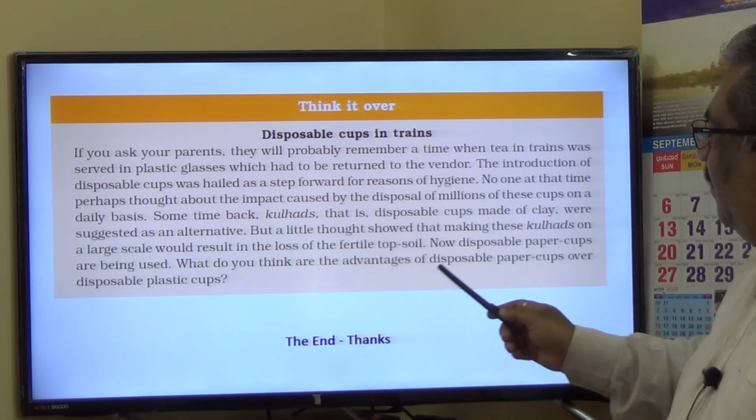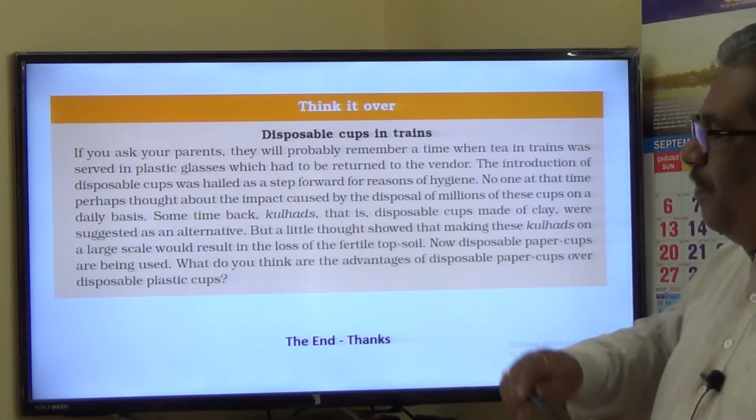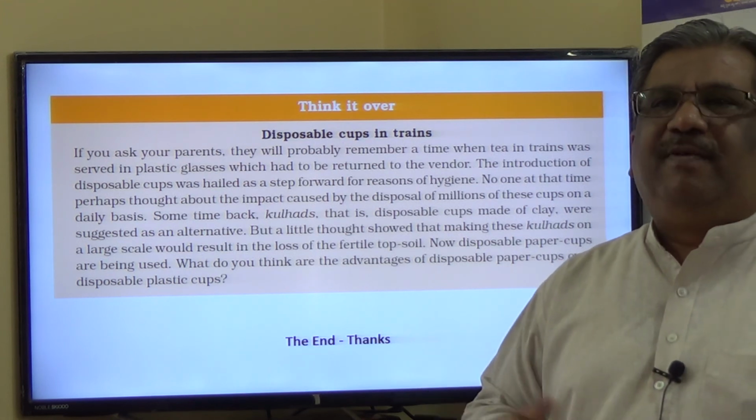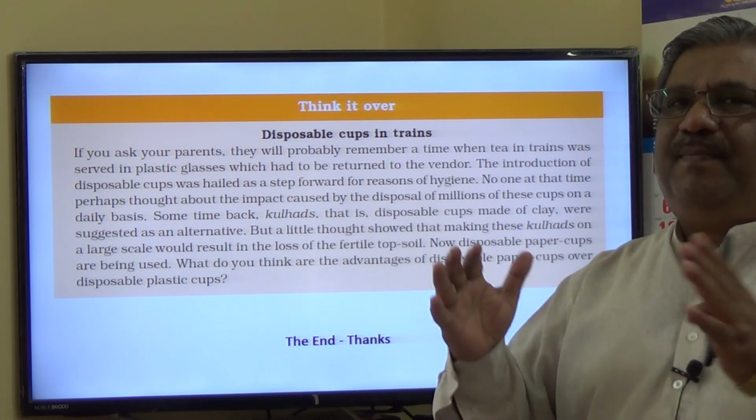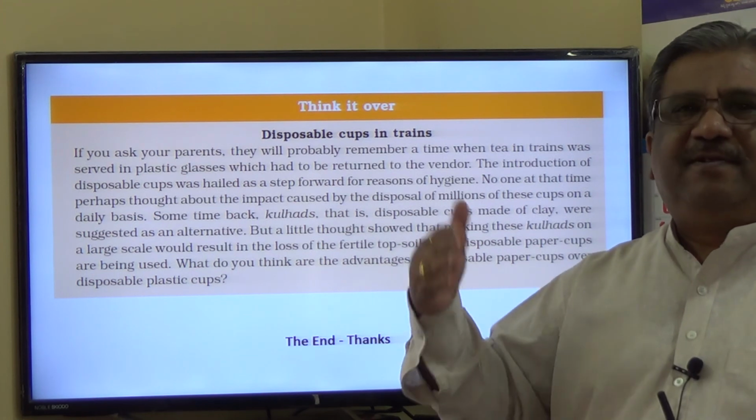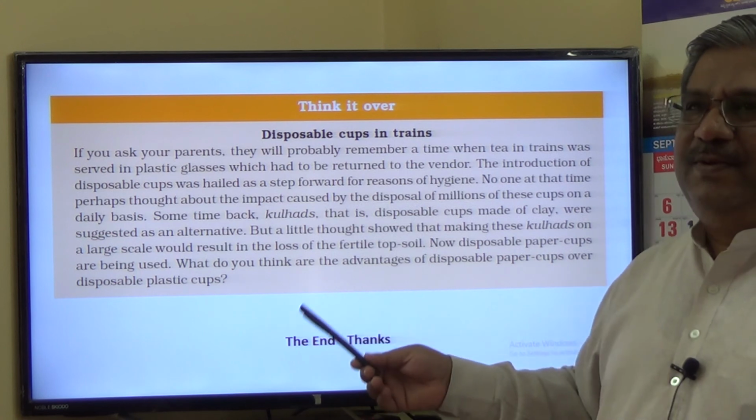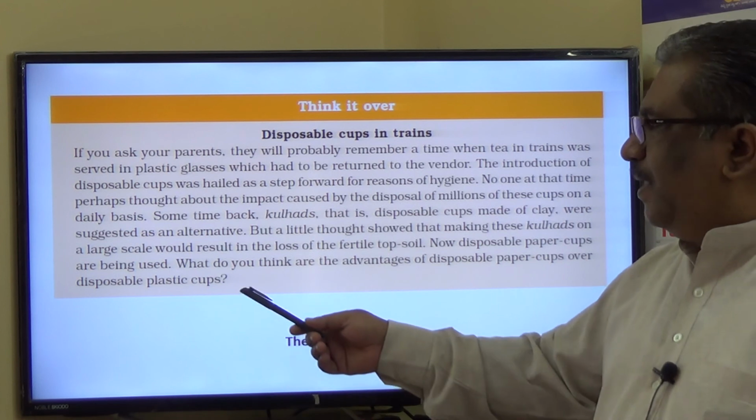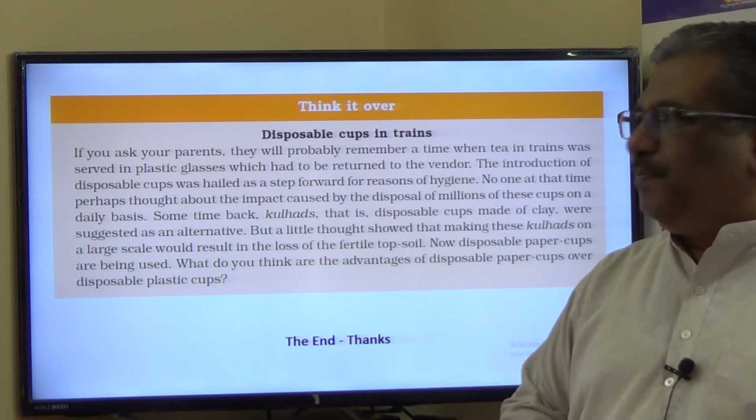What do you think are the advantages of disposable paper cups over disposable plastic cups? Paper cups can be preferred definitely, because even though the paper requires plants as a raw material, recycling of the paper can be done, and therefore we can reduce the usage of plants, and of course it meets the requirements. Hence usage of paper cups over plastic cups is much more advantageous, whereas plastic cups are non-biodegradable and disposal is the biggest problem.